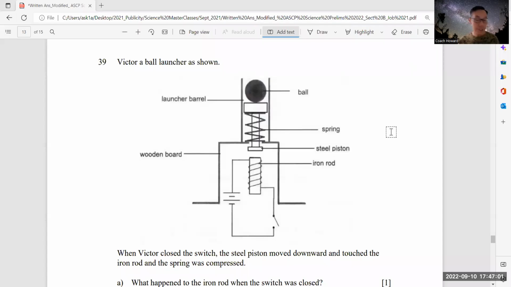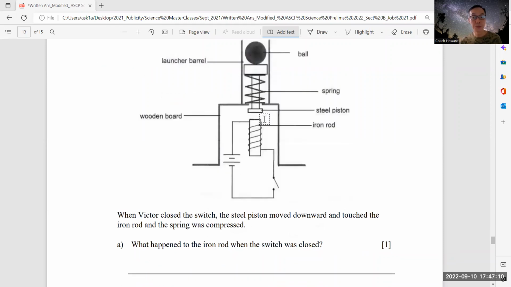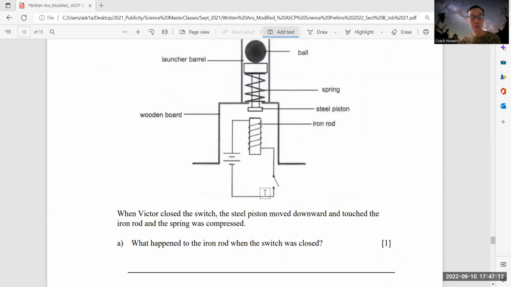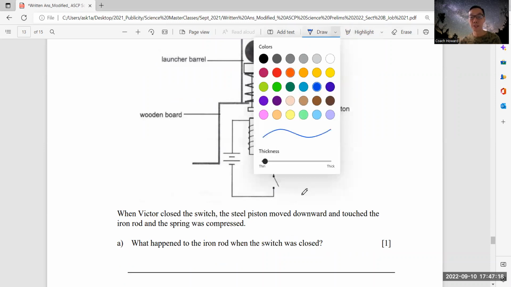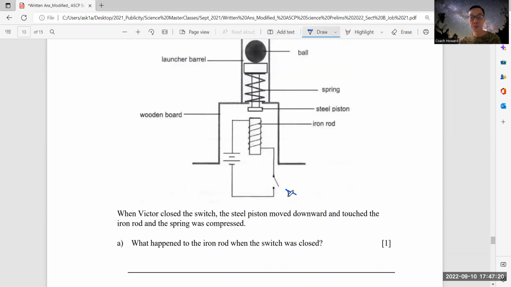Okay, let us examine this question. It says that Victor has a ball launcher as shown. So when Victor closes the switch, so where is the switch? Do take note, the switch is here. You can highlight this switch here. This is a switch.